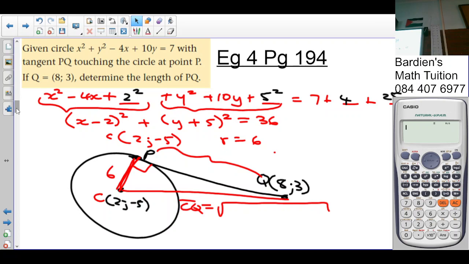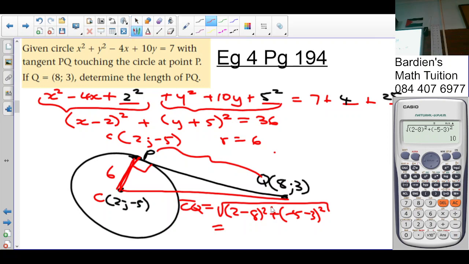Okay, so what do we get? It's going to be the square root of negative 2 minus 8 squared plus negative 5 minus 3 squared, which is equal to... what answer do we get there? It is equal to 10. Okay. So this length here is 10.